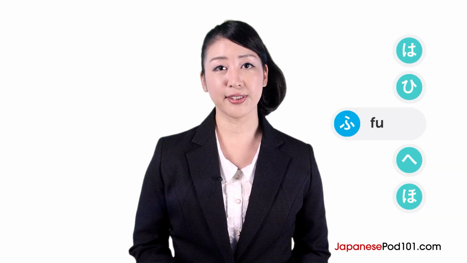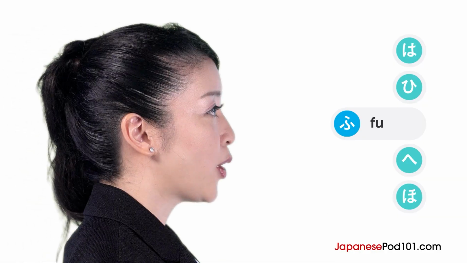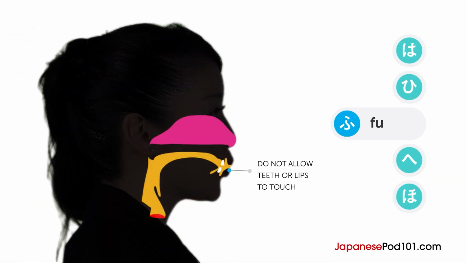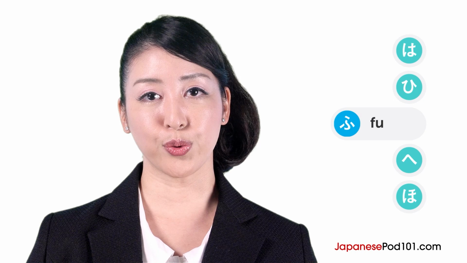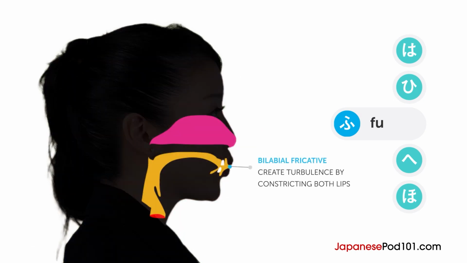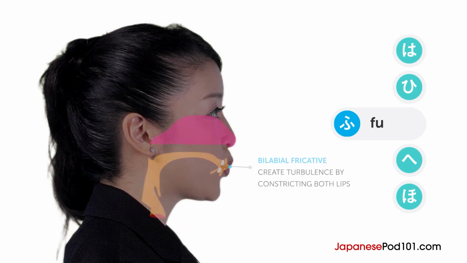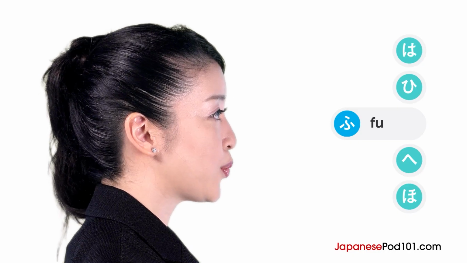This sound is unique to Japanese. Hu is like a soft, free-flowing th sound. Bring the lips together, but don't let the lips or teeth touch. Imagine you're getting ready to blow out a candle, but you're just allowing the air to escape. Hu. Repeat after me. Hu, hu. Let's practice hu in some words.